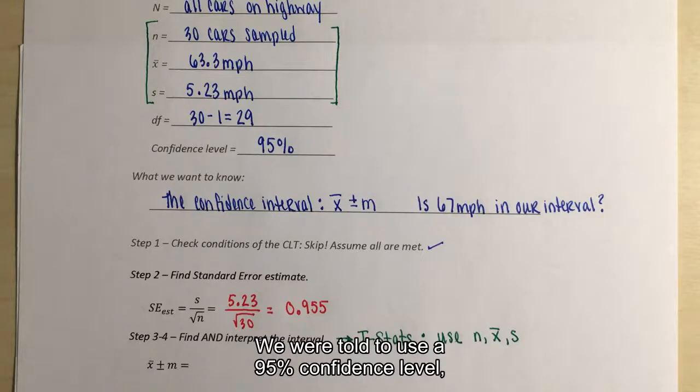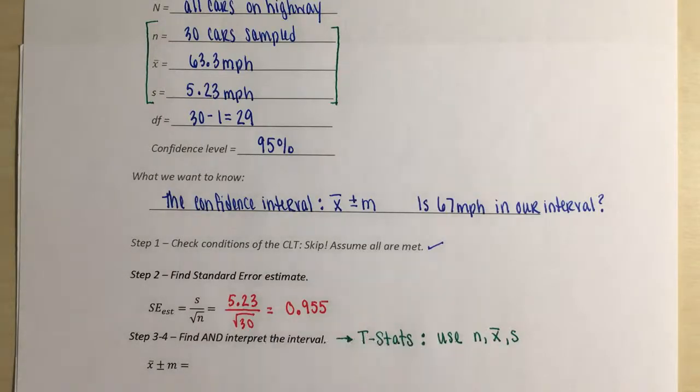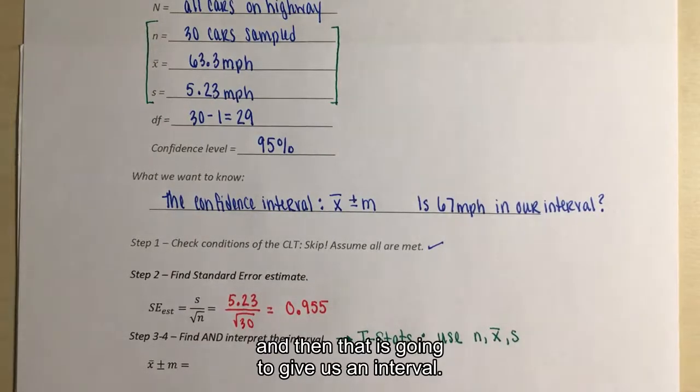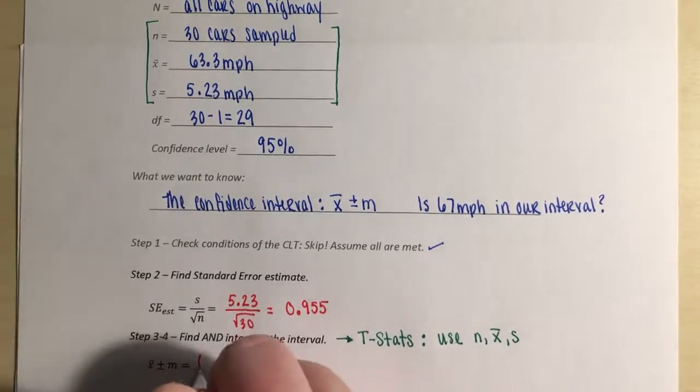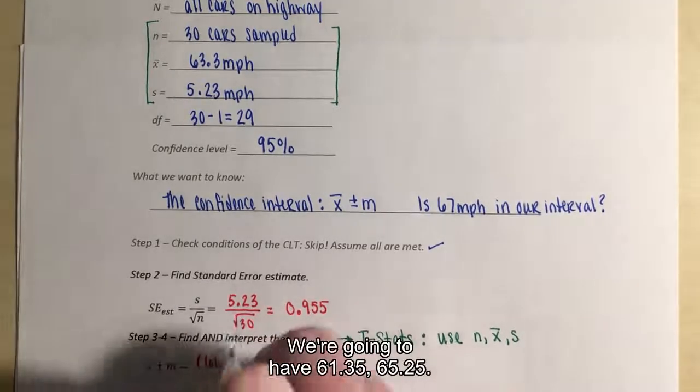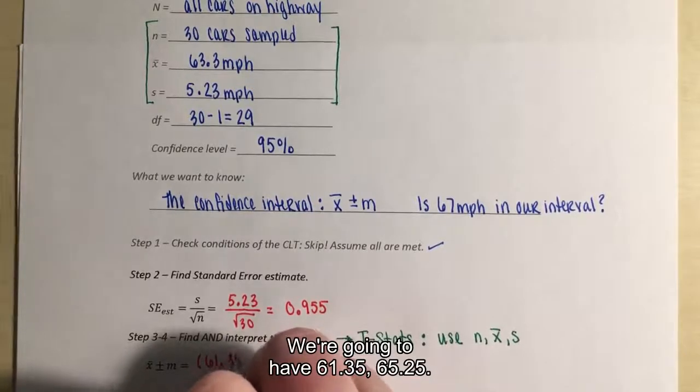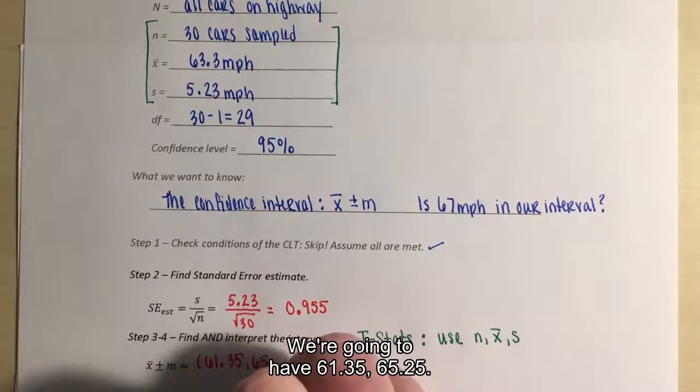We were told to use a 95% confidence level, and then that is going to give us an interval. So we're going to have 61.35 to 65.25.